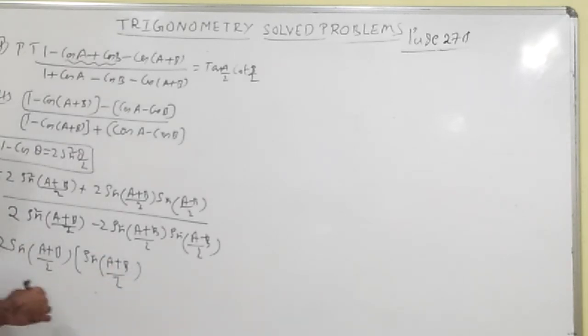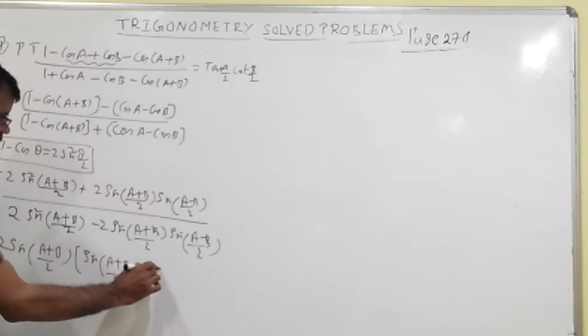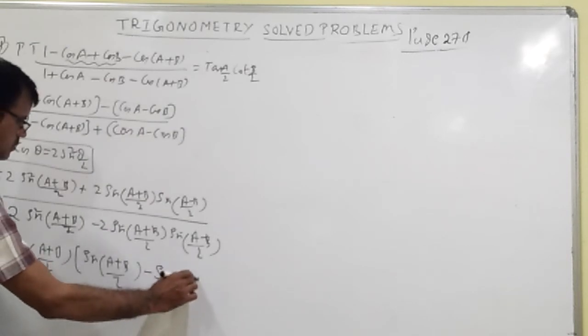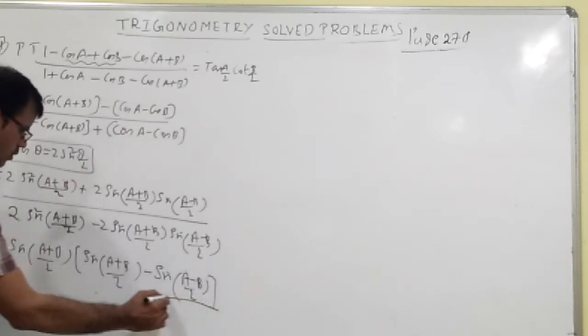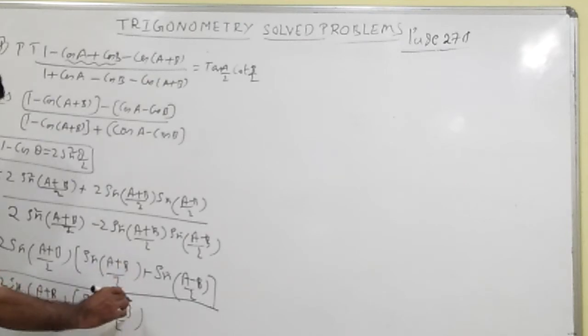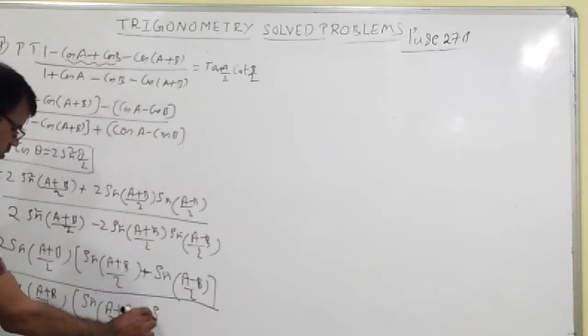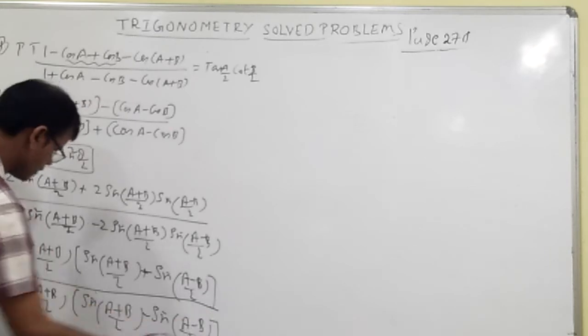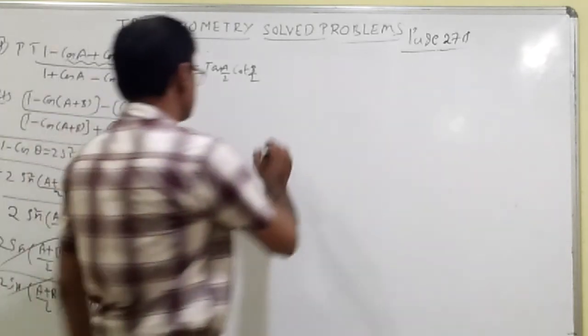So now 2 sin of (a plus b) by 2 within brackets you should write like this: sin of (a plus b) by 2 minus sin of (a minus b) by 2, whole by, in the denominator also you take common 2 sin of (a plus b) by 2 and in the denominator you will get like this: sin of (a plus b) by 2 minus, here plus in the numerator, in denominator it is minus, sin of (a plus b) by 2 minus sin of (a minus b) by 2. These two terms will be getting cancelled.